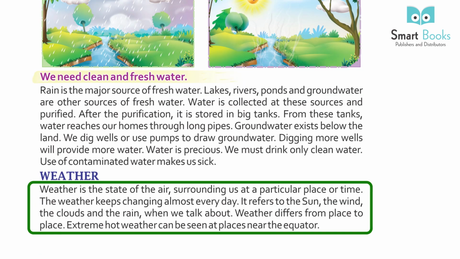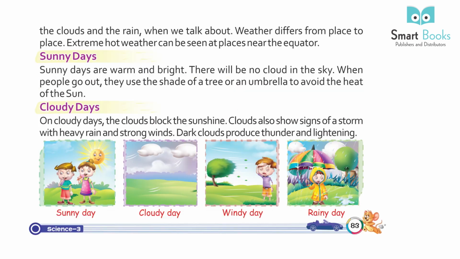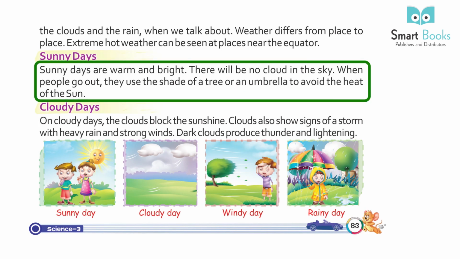Weather. Weather is the state of the air surrounding us at a particular place or time. The weather keeps changing almost every day. It refers to the sun, the wind, the clouds, and the rain. Weather differs from place to place. Extreme hot weather can be seen at places near the equator.